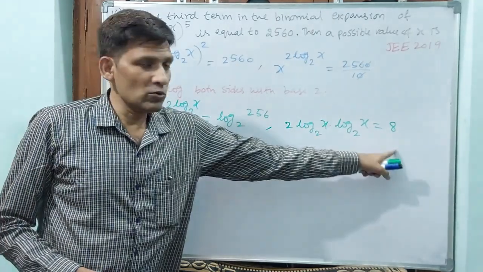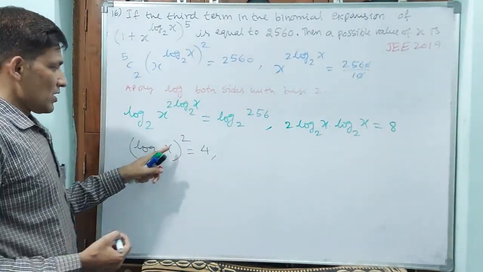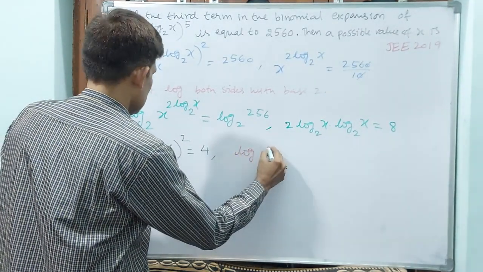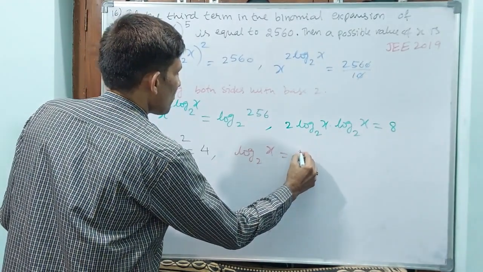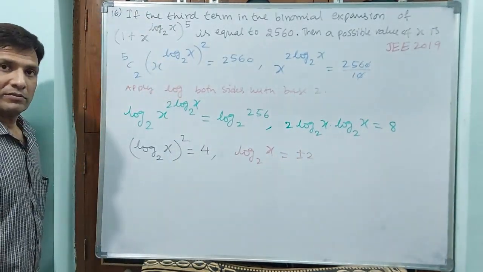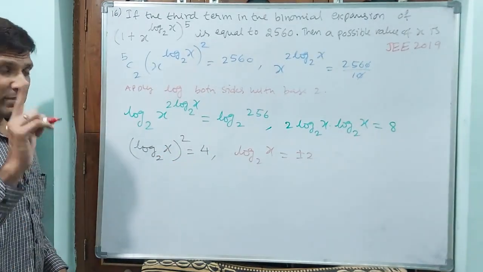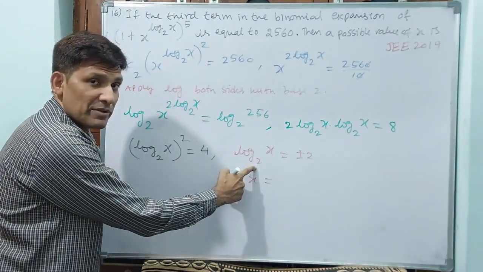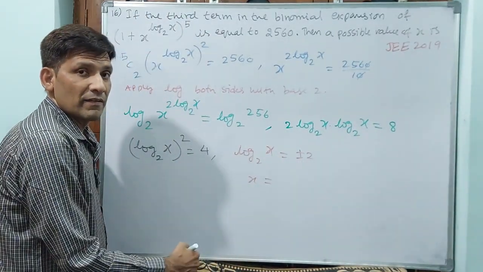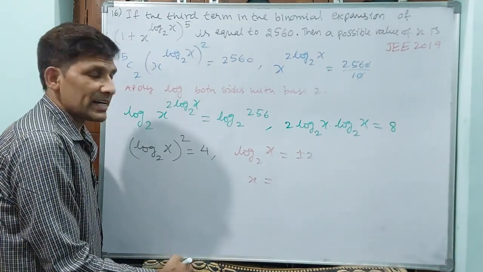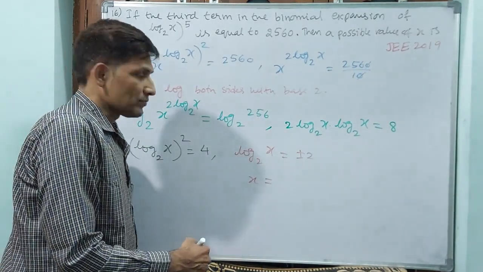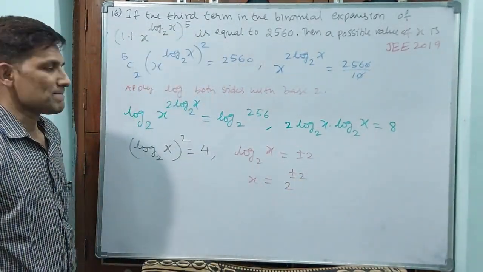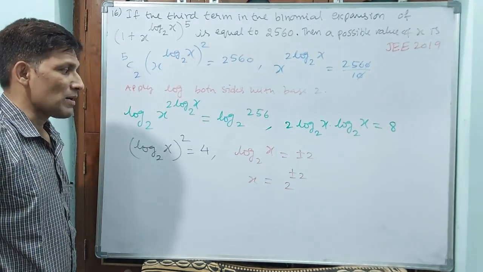So this 2 divided by 8. Let's see. If I remove square, log x to the base 2 is equal to plus or minus 2. Okay? Plus or minus 2 if you remove square. See, then what about x then? See, x, that means base 2 is there. Understand? Then how you are going to write? 2 power plus or minus 2. Why? Because base is 2.